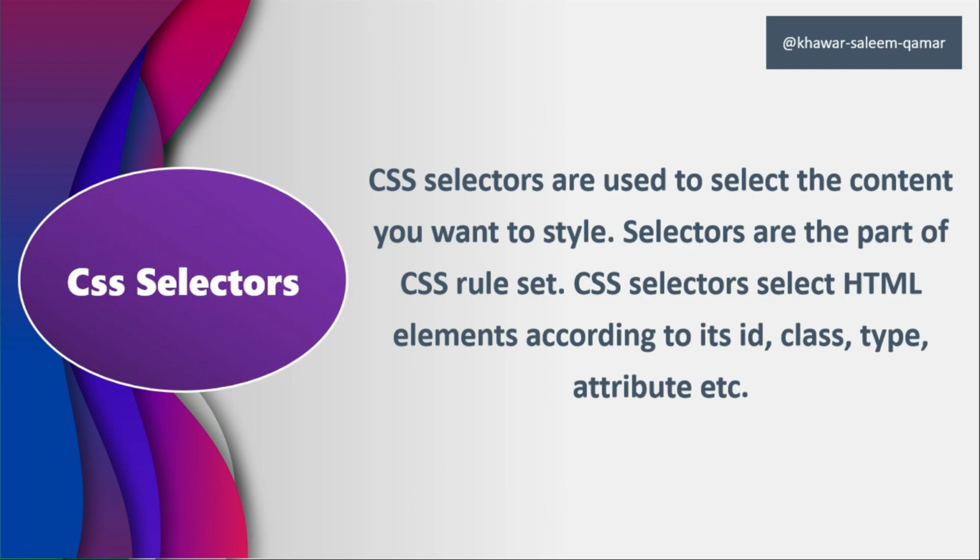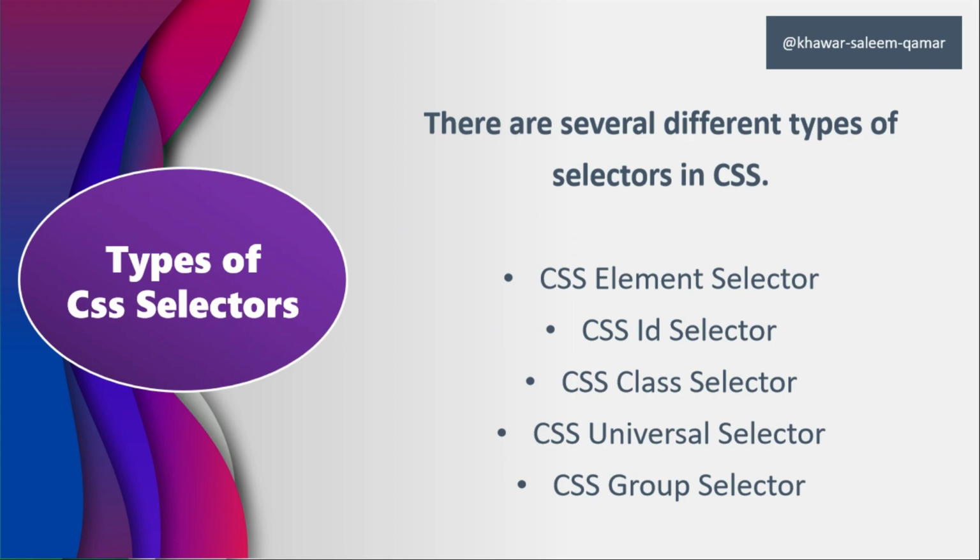So the first topic in the CSS syntax was the CSS selector. CSS selectors are used to select the content you want to style, and they are a part of the CSS rule set. It selects the HTML element according to its ID, class or attribute, etc. We are going to talk about each of them. So what are the types of CSS selectors? There are actually main types of CSS selectors: CSS element selector, CSS ID selector, CSS class selector, CSS universal selector, and CSS group selector. Let us talk about each of them.